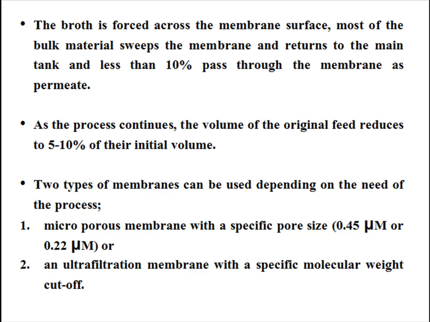Most of the bulk material sweeps the membrane and returns to the main tank, and less than 10% passes through the membrane as permeate. As the process continues, the volume of the original feed reduces to 5 to 10% of its initial volume. Two types of membranes can be used depending on the need of the process. First is a microporous membrane with a specific pore size, that is 0.45 micrometer to 0.22 micrometer, or an ultrafiltration membrane with a specific molecular weight cutoff.